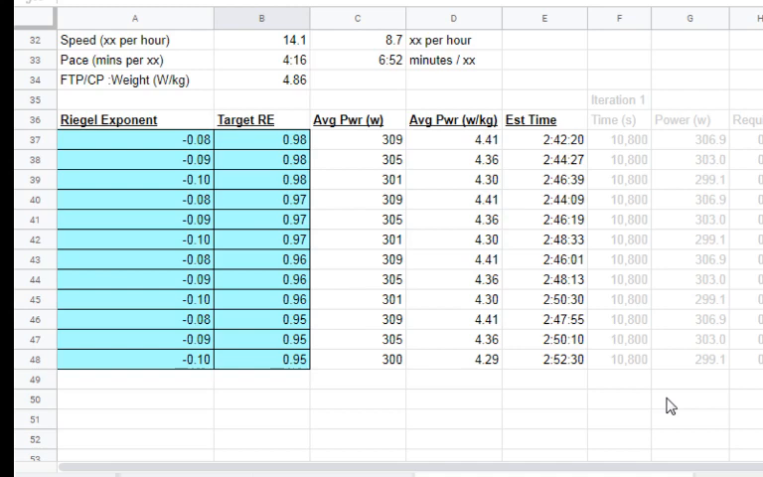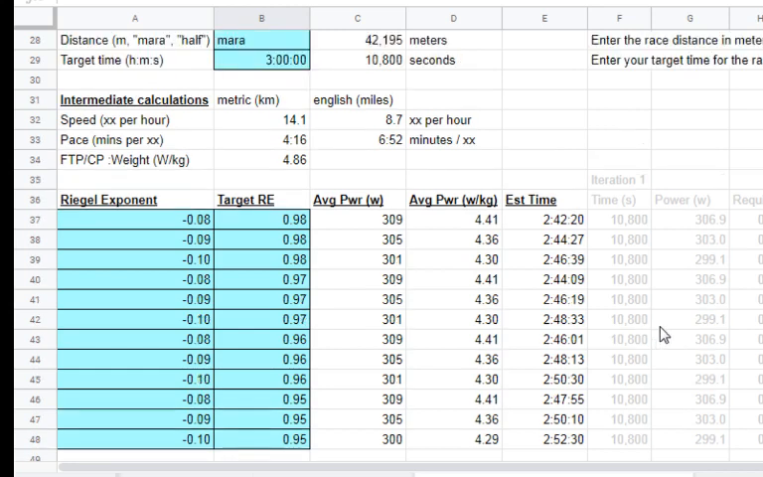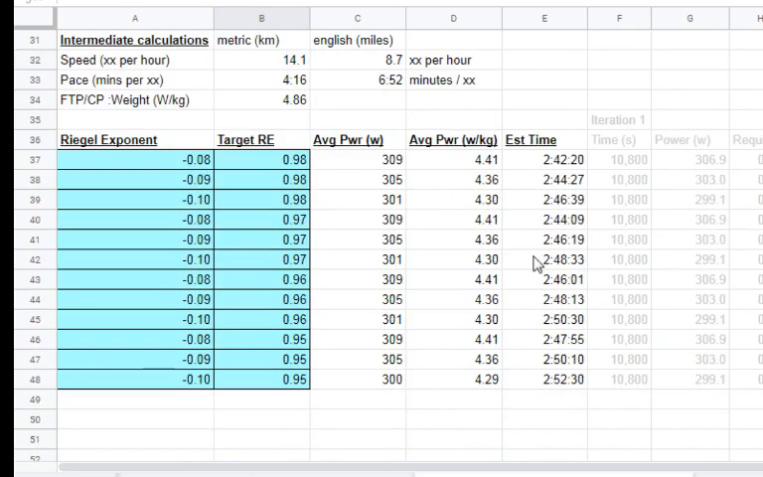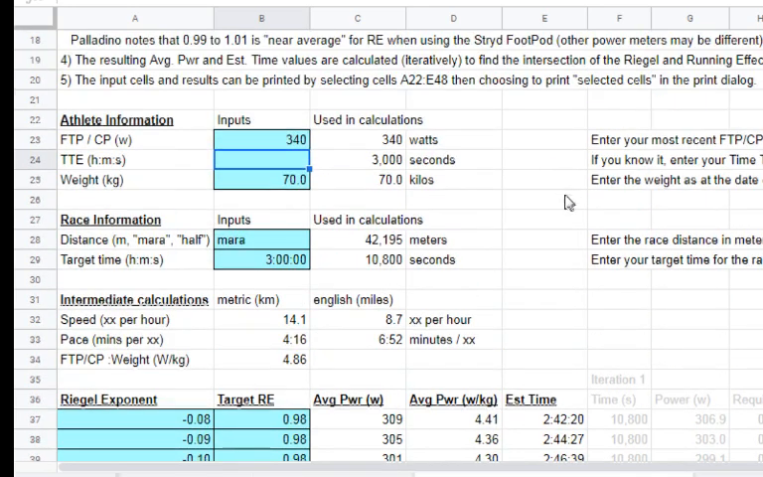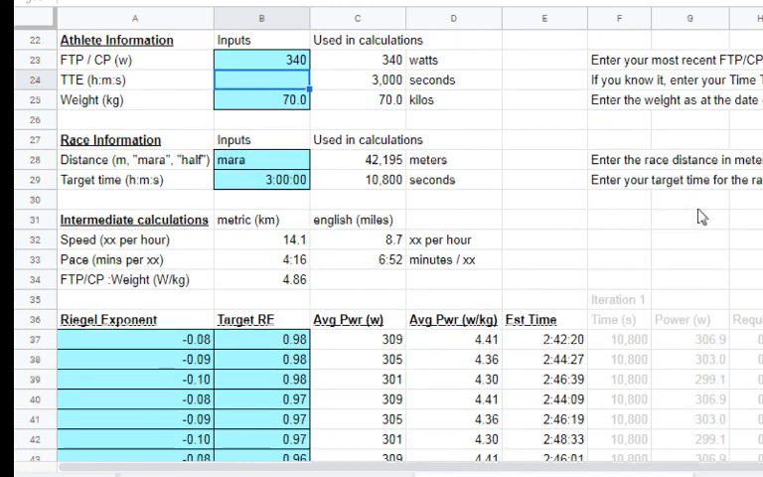So anyway, this video gives you an example of how to work through some hypotheticals to see whether a target time is possible. Again, the calculator is from the One Runner to Another Facebook group, and take a look at it, play with it. It can be enlightening and definitely very helpful in your race planning.